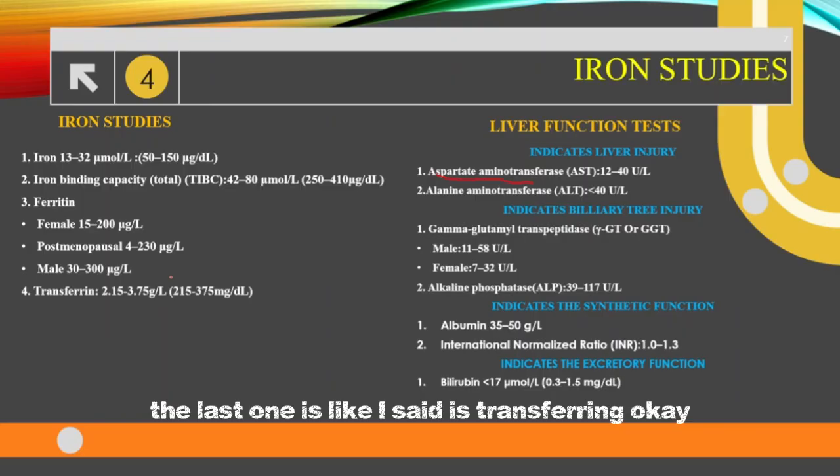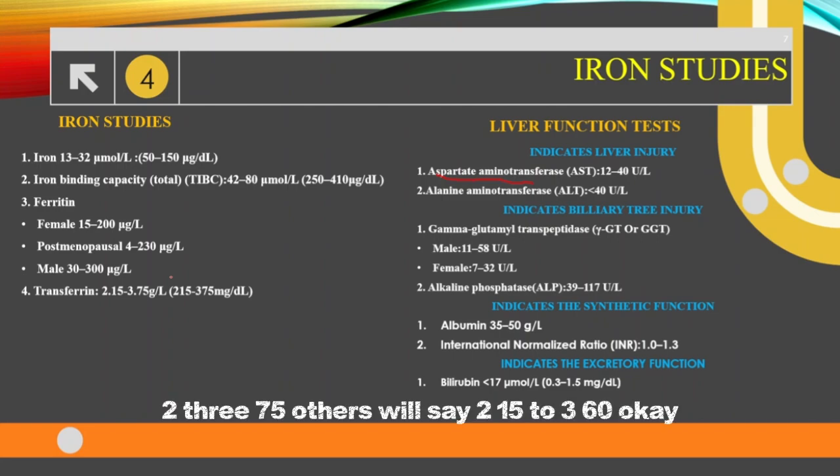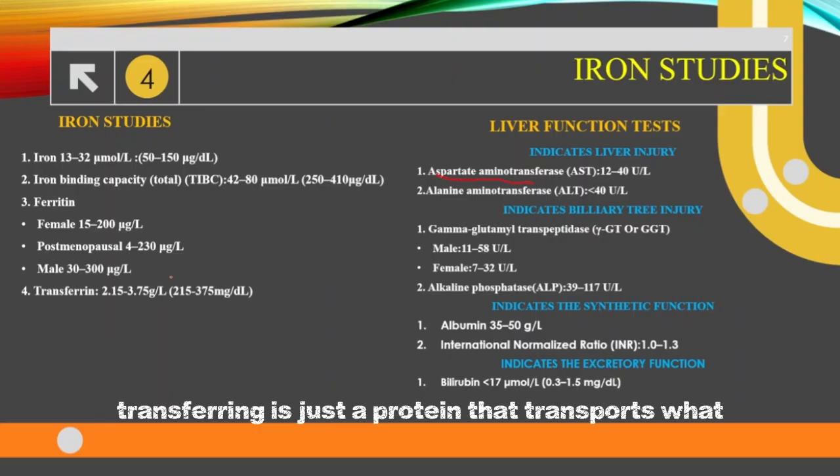The last one is, like I said, transferrin. And we said the normal is what? It is 2.15 to 3.17 grams per deciliter, but in our setting we usually use milligrams per deciliter. So it's 215 to 375. Others will say 215 to 360 milligrams per deciliter. That's the normal value of transferrin. Now, what's the purpose of transferrin? Transferrin is a protein that transports iron from one tissue to the other. That's what it does.